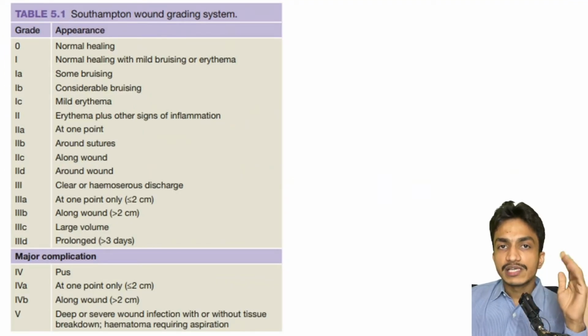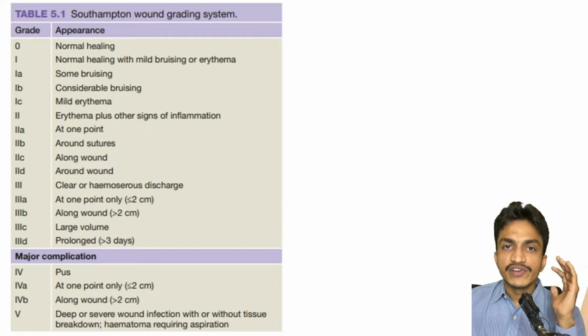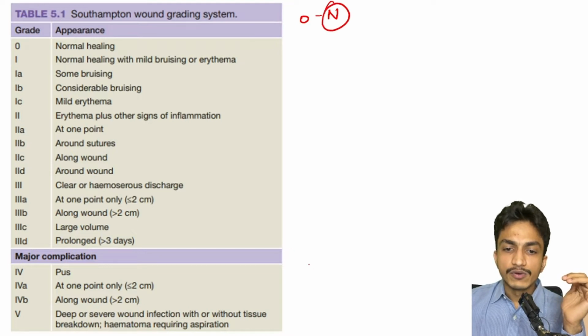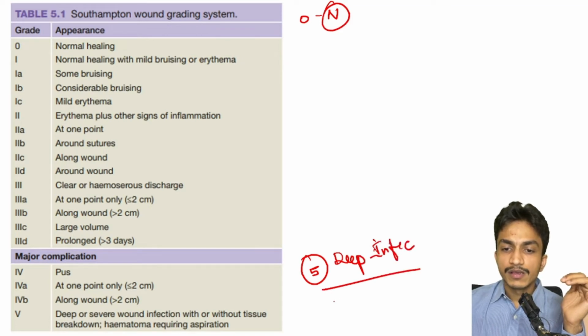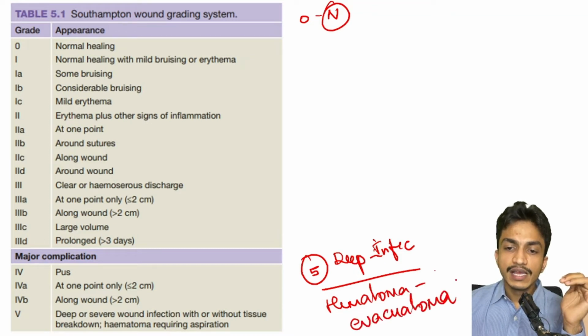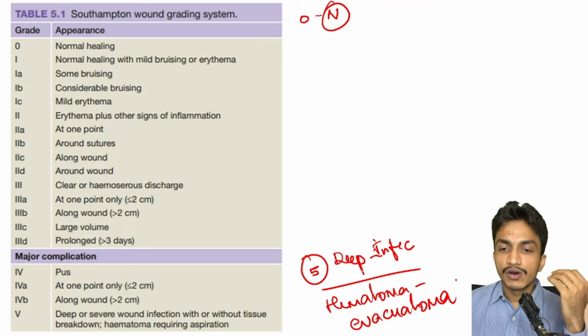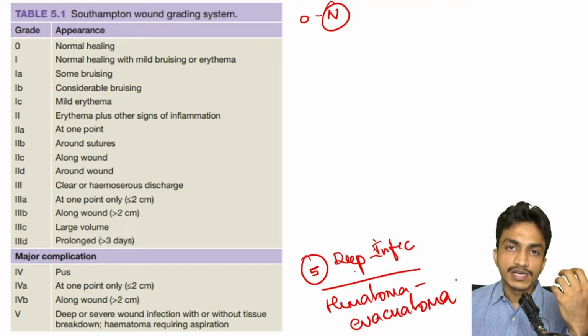Coming to the infection, Southampton wound scoring is very important. They've asked a question in this. So obviously we start from normal healing and we go to a deep infection or a hematoma wherein we need evacuation. So remember, if hematoma is there, it is grade 5, and deep infection, with or without tissue breakdown, is grade 5.